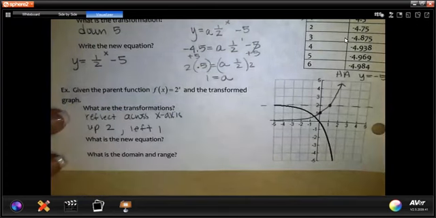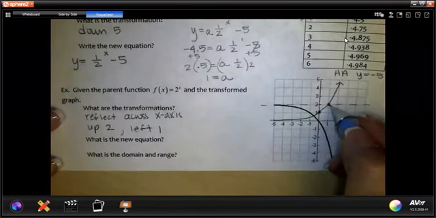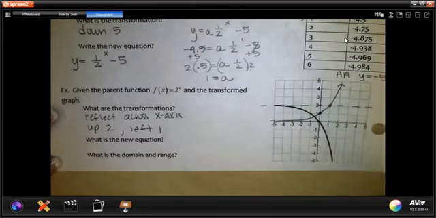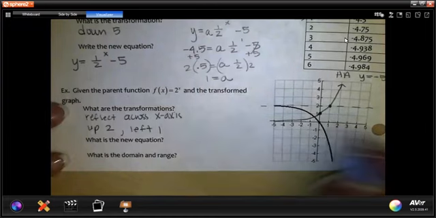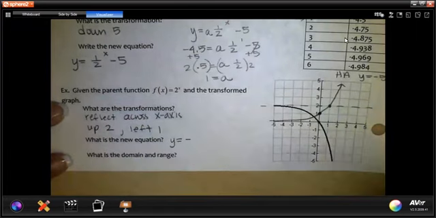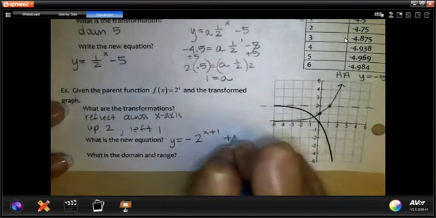To verify that there's no other transformation like a stretch or a compression, I check the next point. So this point at (1, 2), I reflect it over the x-axis. I move it up 2 units, and then I move it to the left 1 unit. That is right here on my graph. So I know there's no other transformations because now both points have landed on our graph with those transformations. So our equation would be y equals a negative for reflection, (2)^(x plus 1) to make it go left 1, and then a plus 2 at the end to make it go up 2.